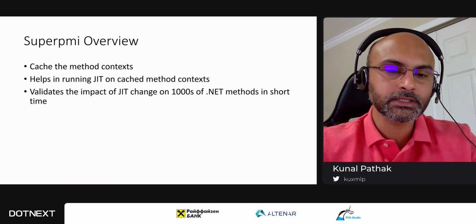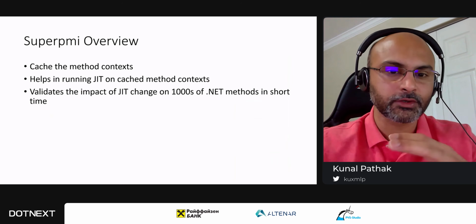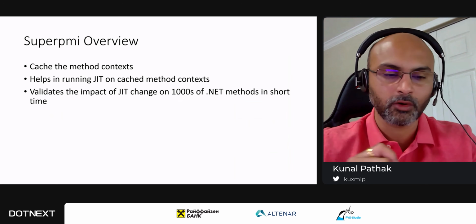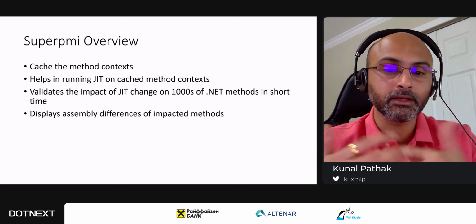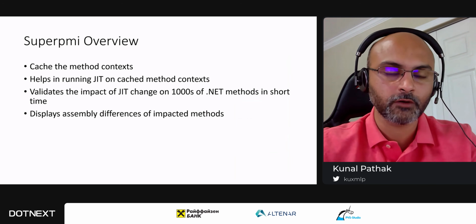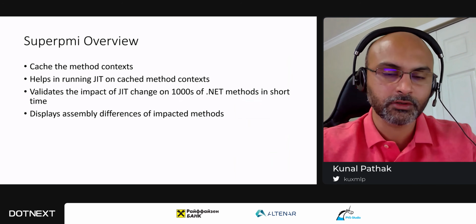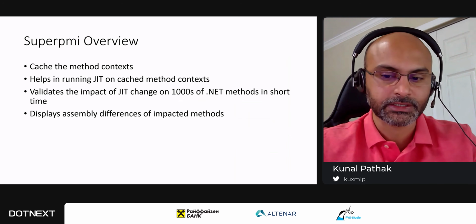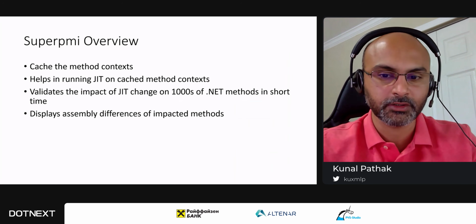And what it does is it validates the impact of our JIT changes on those thousands of .NET methods in a short amount of time. There is no execution, nothing. We just JIT all the methods and then see what was the impact of those changes. And it has a very good feature of showing the assembly difference of the impacted methods. So you run the JIT before your changes, and you run after your changes, and then it will show you all the assembly differences in all the methods that were impacted by your change.